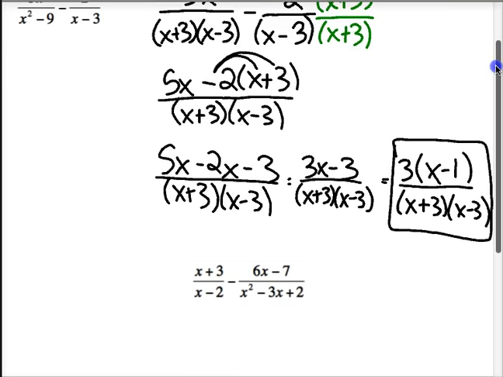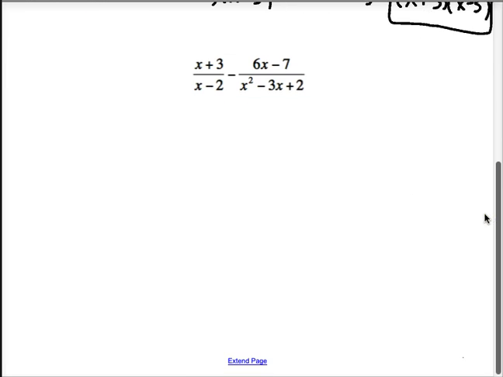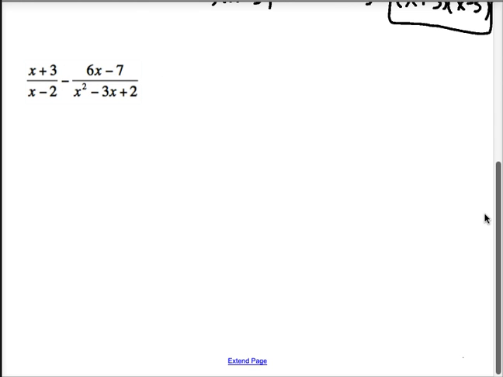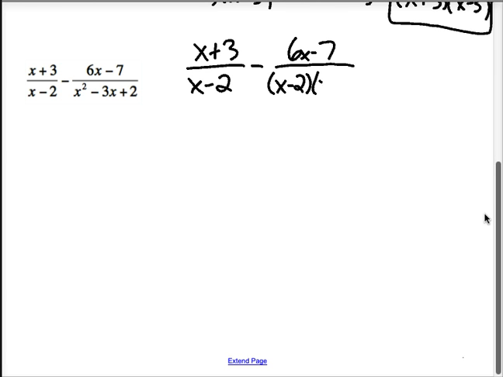All right. So let's take a look at our last example. Now again, I want you to notice that the bottom of that one actually factors. So we have x plus 3 over x minus 2, minus 6x minus 7 over the quadratic. And now if I factor that piece, I'm going to get x minus 2, x minus 1.